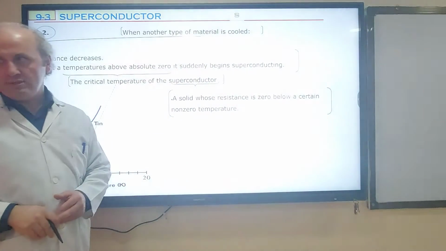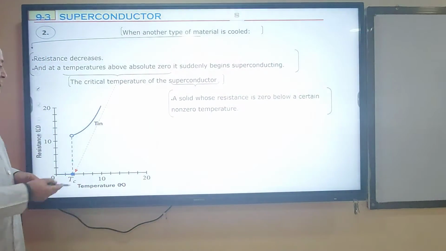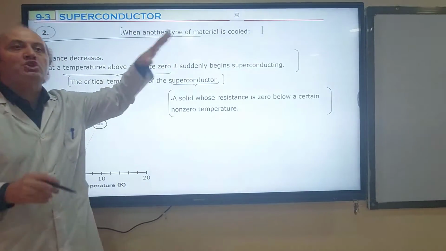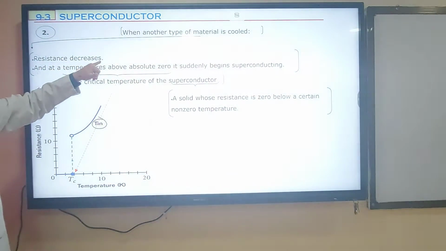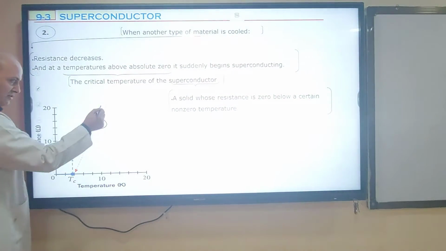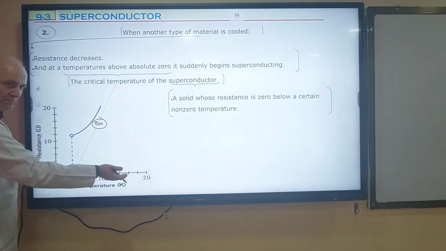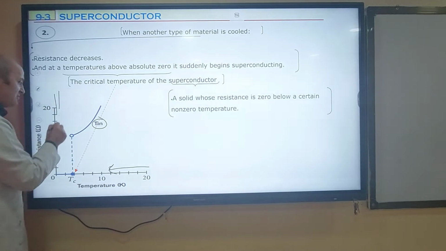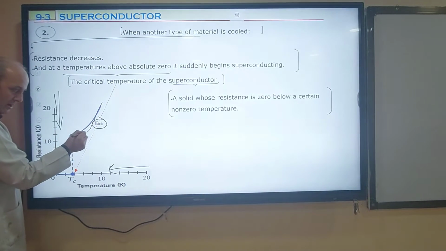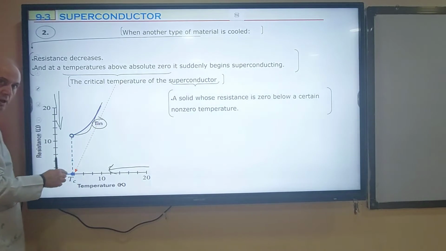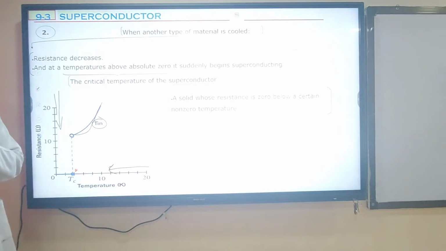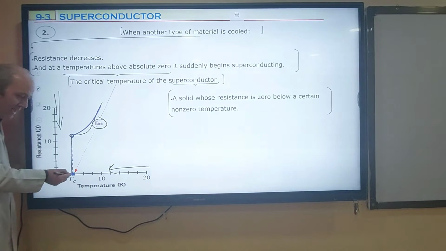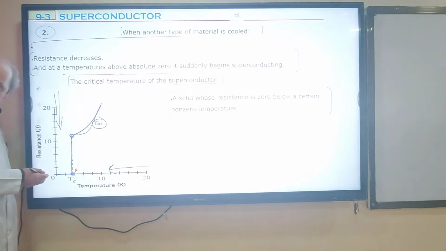The second type of material is materials such as tin. When this type of material is cooled, their resistance decreases. As you see, this is the graph of how resistance and temperature change for tin. As temperature decreases, resistance also decreases, as you see, until a critical temperature. But at this critical temperature, something happens directly. This solid becomes a superconductor. And its resistance becomes 0.